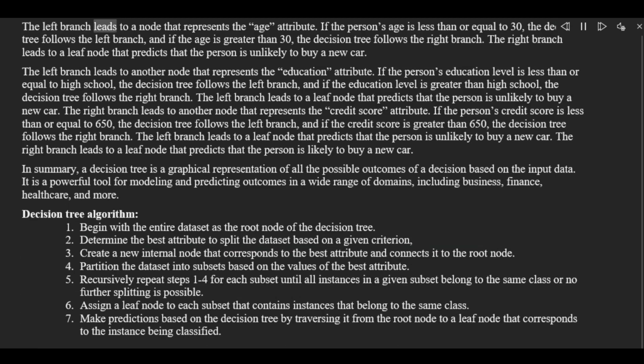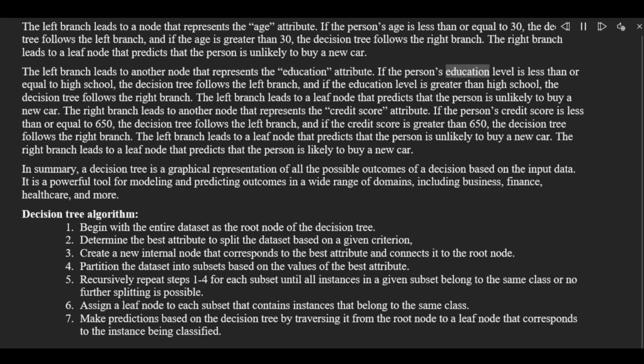The left branch leads to a node that represents the age attribute. If the person's age is less than or equal to 30, the decision tree follows the left branch, and if the age is greater than 30, the decision tree follows the right branch. The right branch leads to a leaf node that predicts that the person is unlikely to buy a new car. The left branch leads to another node that represents the education attribute.